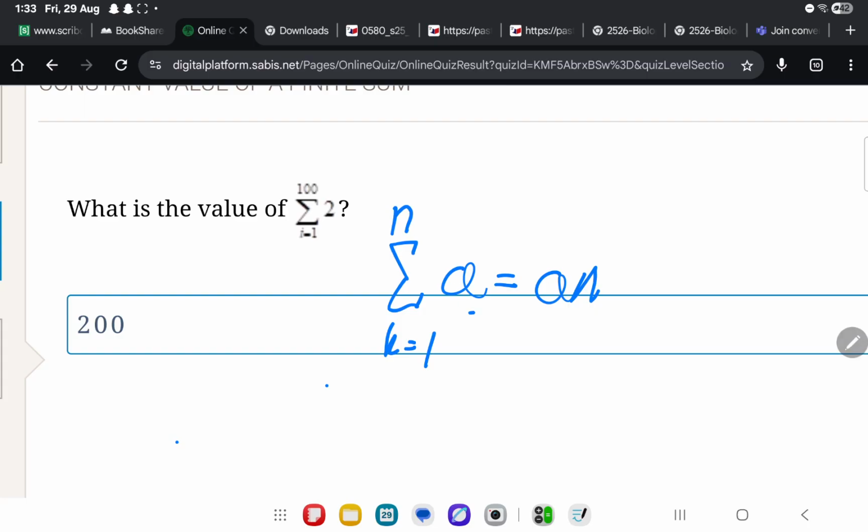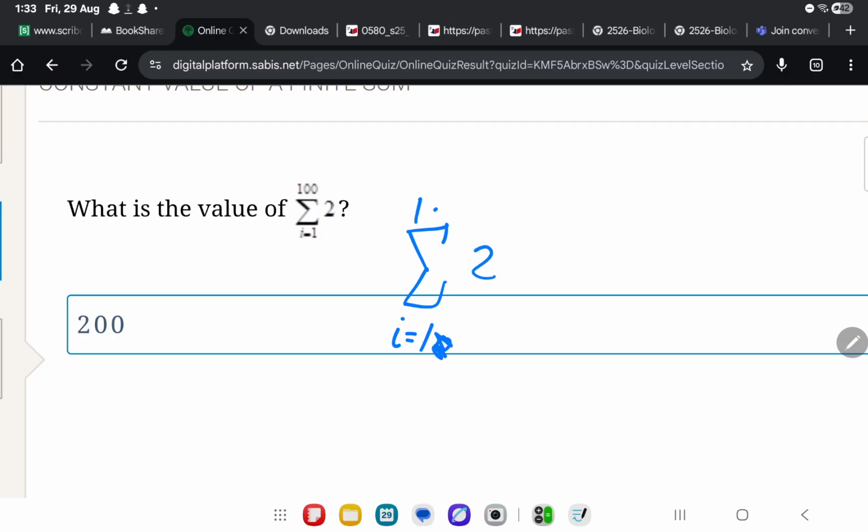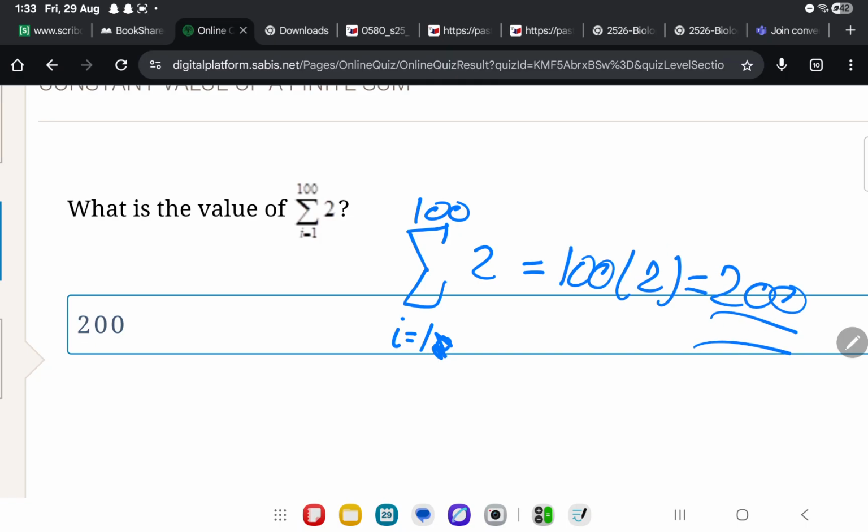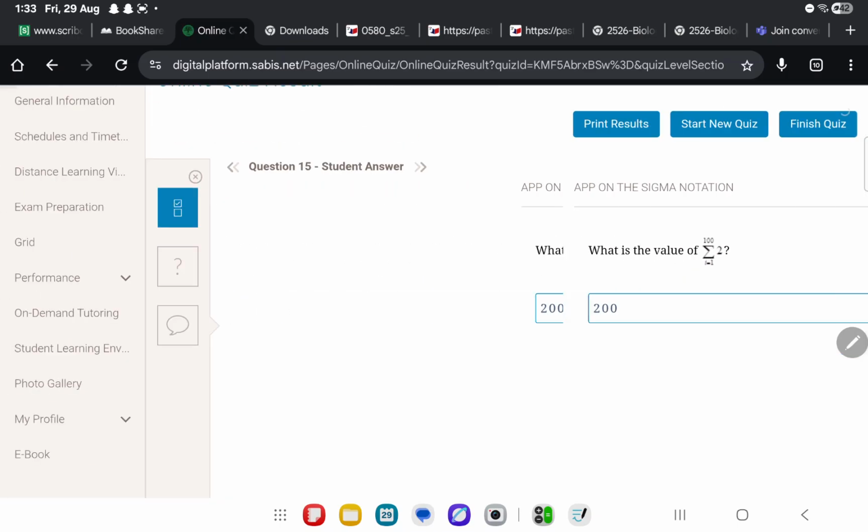So again, sum of a constant, okay? If you have the summation starting from 1, moving all the way to a certain number n, you're going to have to multiply n by the constant. So applying it here, the sum of 2 from i equals 1 to 100 is going to equal 100 times 2, which is 200. Done. Moving on. Question 15.